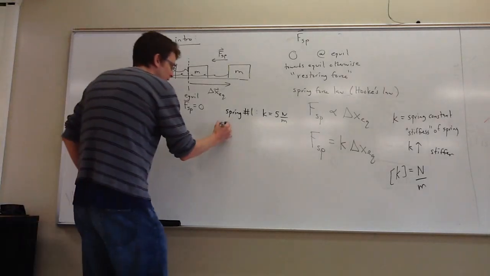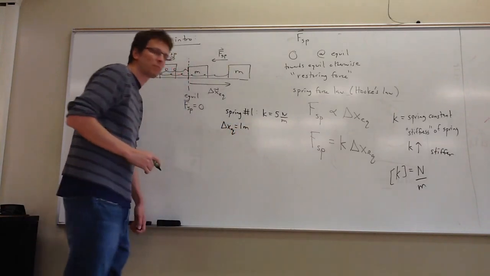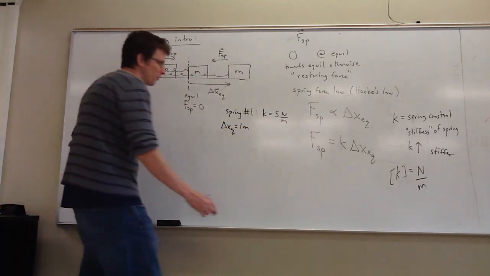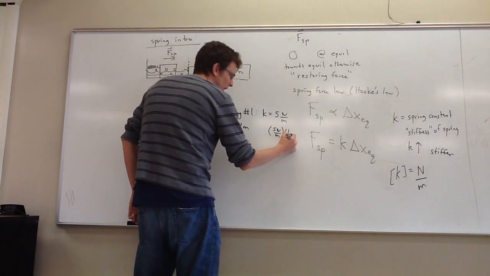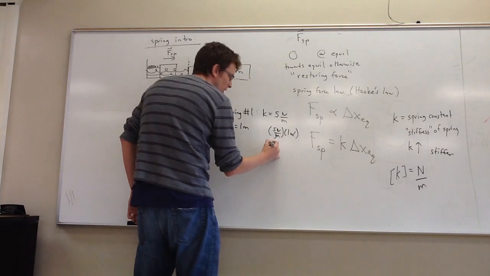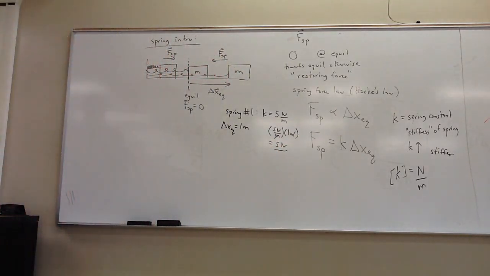So for instance, if your displacement was 1 meter, then putting it into the formula, your spring constant is 5 newtons per meter multiplied by 1 meter. The force will be 5 newtons, right? So k times delta x gives you the force.